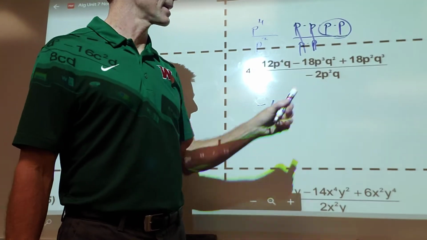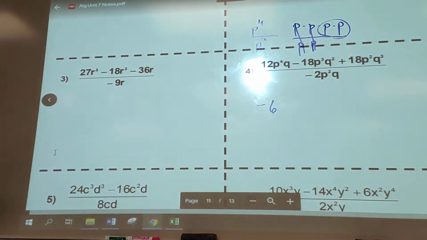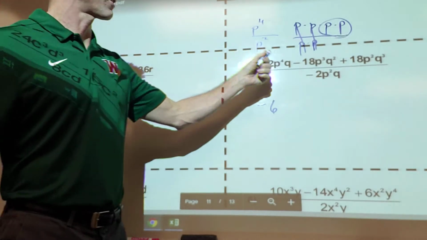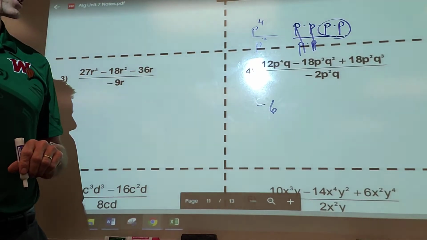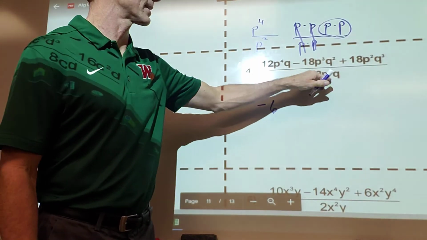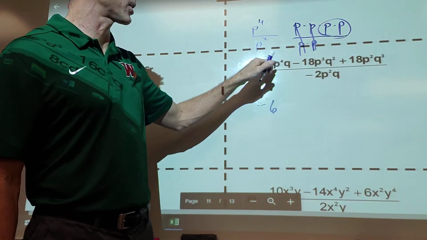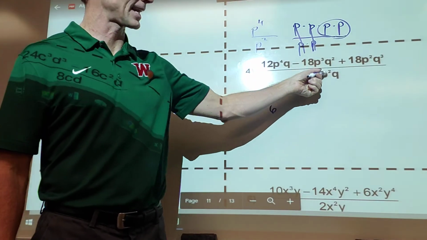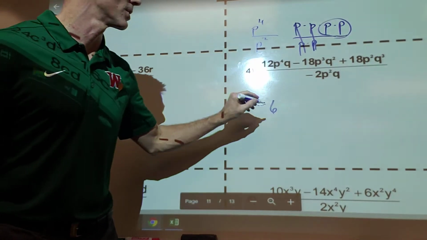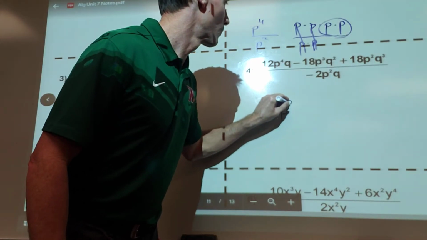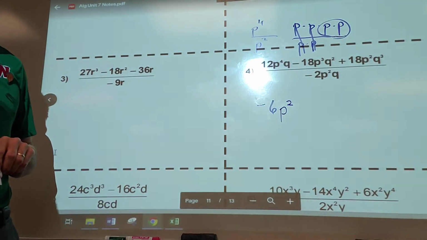So when we divide variables that have exponents, all we're going to do is subtract. We had 2 p's on the bottom, 4 p's up top. If I cancel these 2 with 2 of those, we would still have 2 left over.